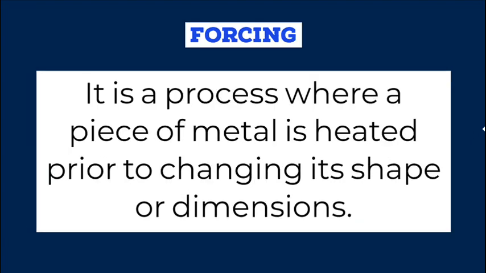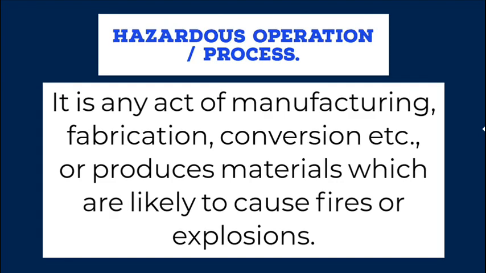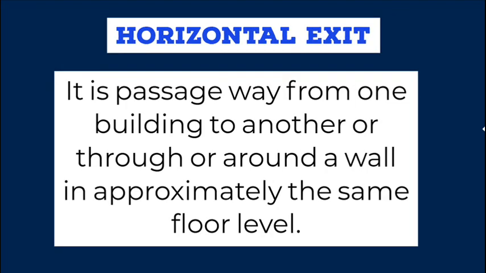Forging. It is a process where a piece of metal is heated prior to changing its shape or dimensions. Fulminate. It is a kind of unstable explosive compound which explodes by percussion. Hazardous operation, process. It is any act of manufacturing, fabrication, conversion, etc., which produces materials that are likely to cause fires or explosions.